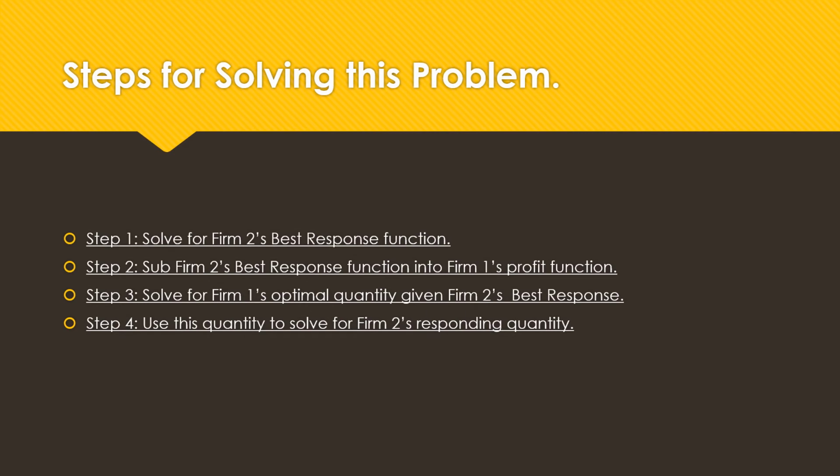Step number 1 is that we're going to solve for firm 2's best response function. Step number 2 is that we're going to use firm 2's best response function and sub it into firm number 1's profit function. Step number 3 is that we're going to solve for firm 1's optimal quantity from firm 2's best response function. And step number 4 is that using this quantity from firm number 1, we're going to plug that into firm 2's best response function to get that responding quantity. This is a little bit of tongue twisting logic, but we're going to see how it works out in practice.